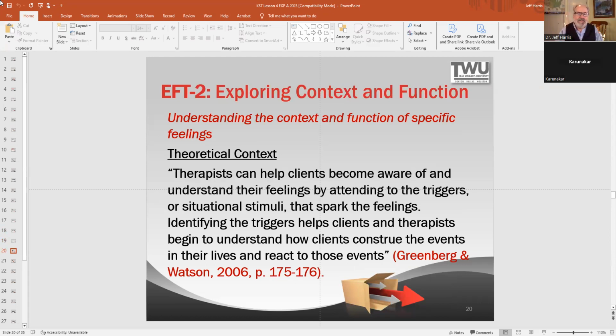So the second emotion-focused strategy is exploring context and function. This is about understanding the context and function of specific feelings. So the theoretical context is that therapists can help clients become aware of and understand their feelings by attending to the triggers or situational stimuli that spark the feelings. Identifying the triggers helps clients and therapists begin to understand how clients construe the events in their lives and react to those events.